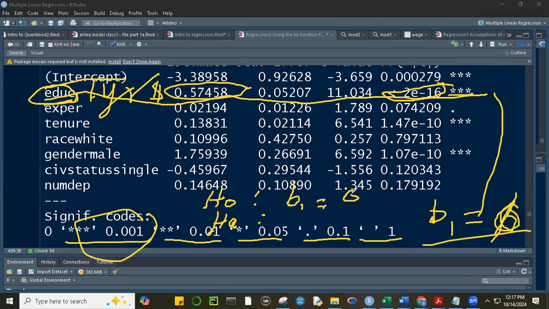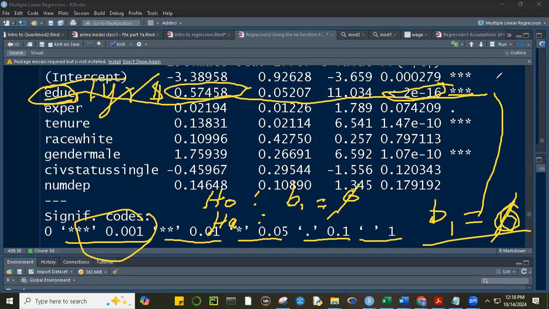So we're testing if the slope for education, or its effect on hourly wage, is equal to 0. The answer is we are rejecting that. We reject the null hypothesis that B1 is equal to 0.